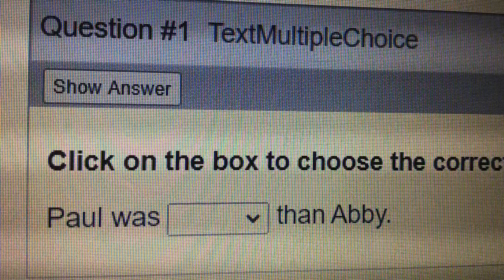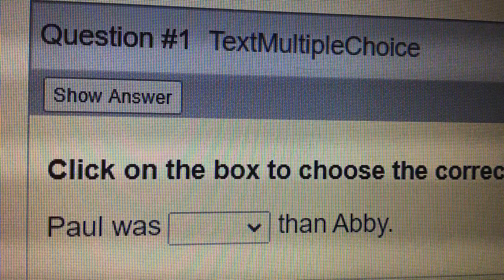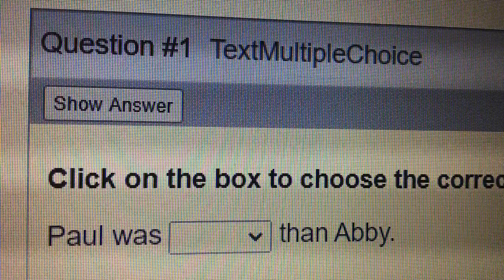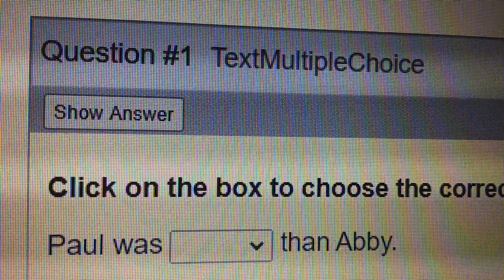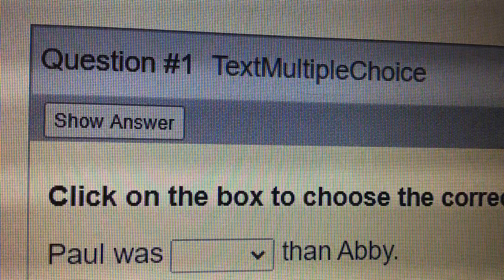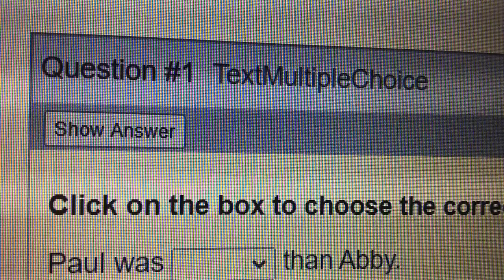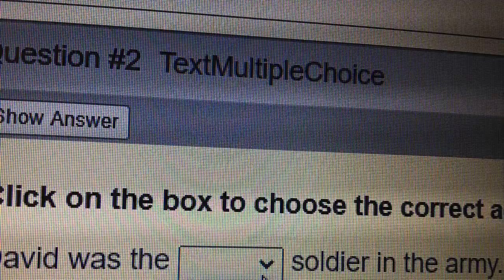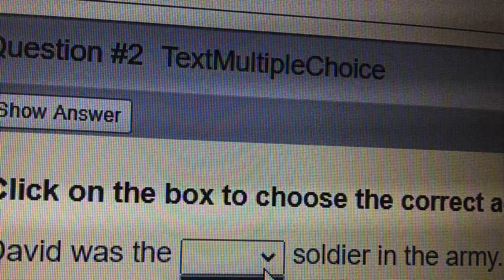Question 1. Click on the box to choose the correct adjective. Paul was blank than Abby. So you have Paul and Abby. Brave, braver, bravest. Question 2. David was the braver, brave, or bravest soldier in the army.